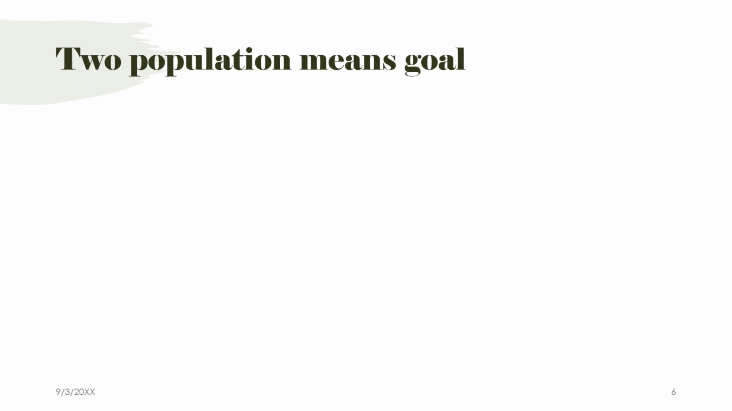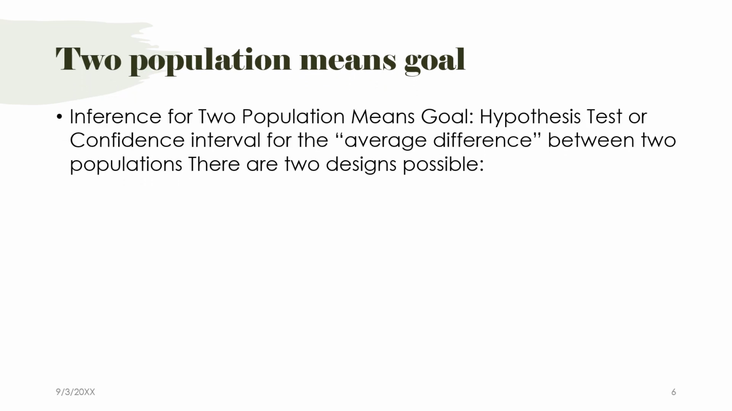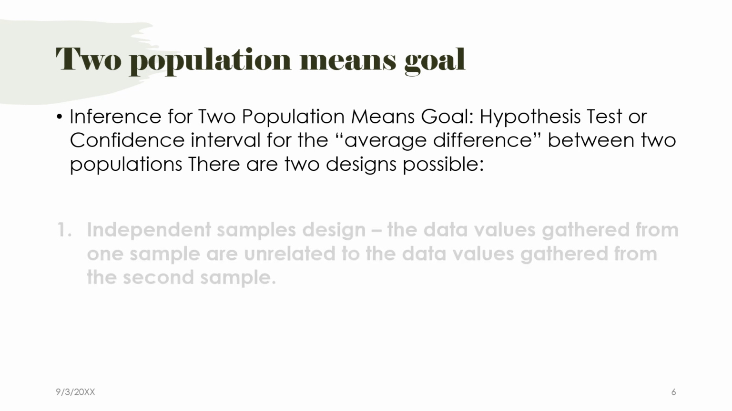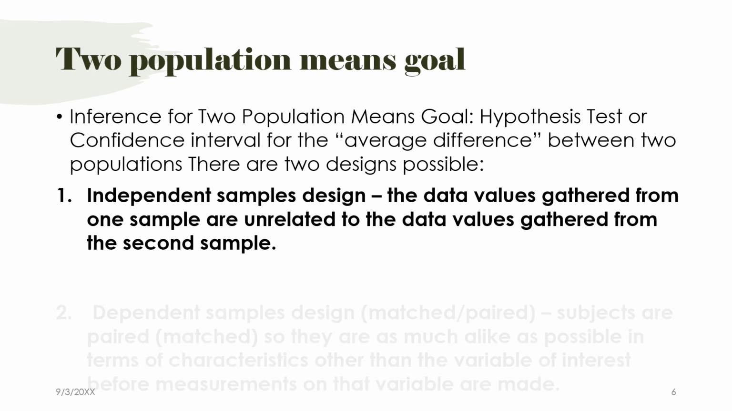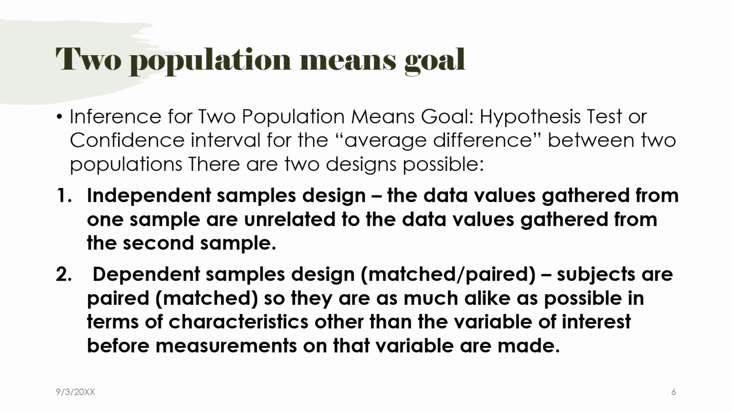Inference for two population means goal: a hypothesis test or confidence interval for the average difference between two populations. There are two possible designs. One, independent samples design: the data values gathered from one sample are unrelated to the data values gathered from the second sample. Two, dependent samples design: subjects are paired or matched, so they are as much alike as possible in terms of characteristics other than the variable of interest before measurements on the variable are made.